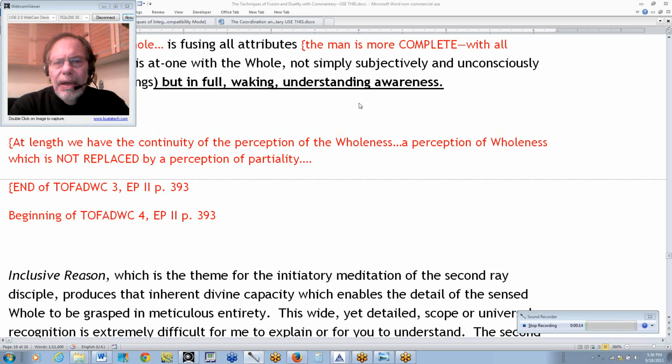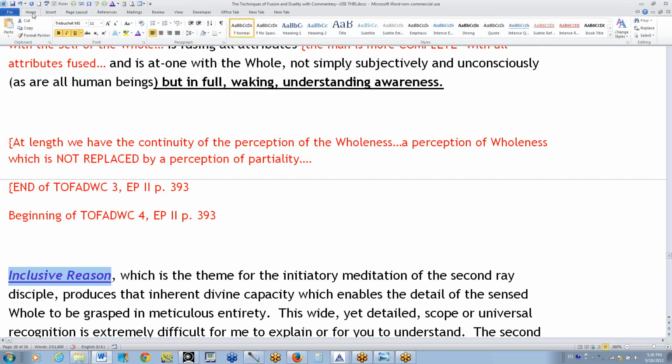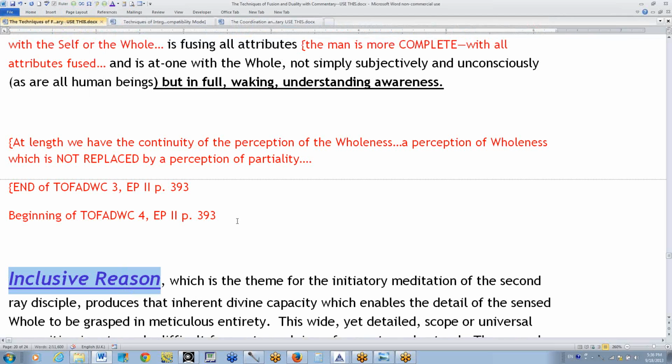We're in Esoteric Psychology 2, page 393, and we're about to take on the second ray technique. It is called inclusive reason, and I think very closely related to pure reason, the kind of consciousness which can be found focused on the Buddhic plane. Inclusive reason, which is the theme for initiatory meditation.